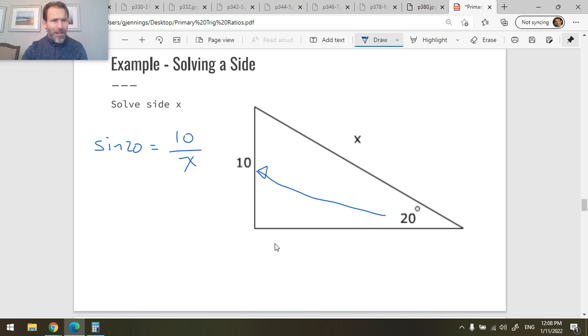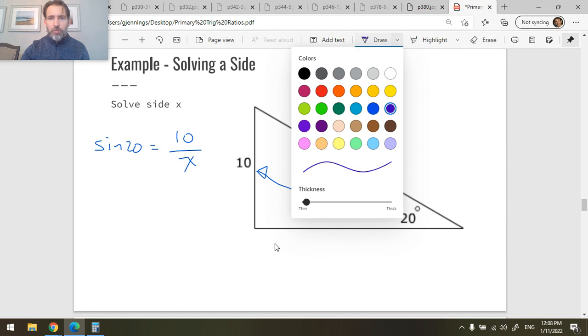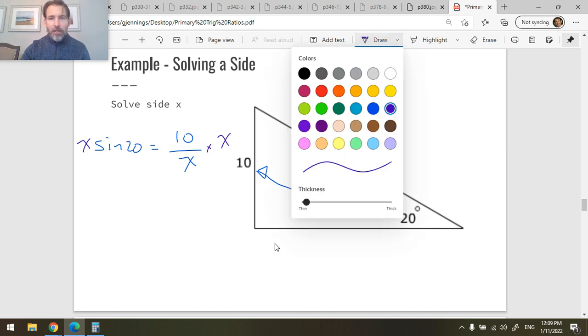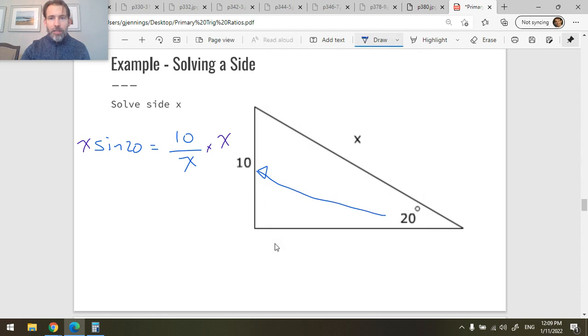Oh man, I got my unknown as the bottom. Darn. So here, what I'm going to do is just a couple more inverse operations before I go ahead and solve. I'm going to multiply both sides by x. And then I'm going to get another line here. Someone has a question, I'll be right there to answer you. I'll get a line that looks like this. X sine 20 is equal to 10.